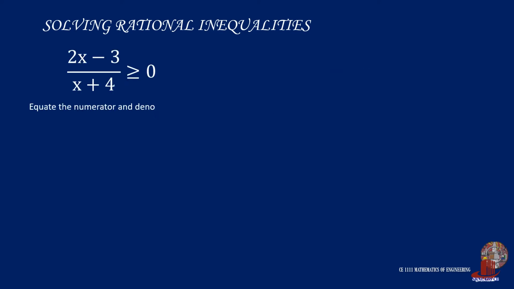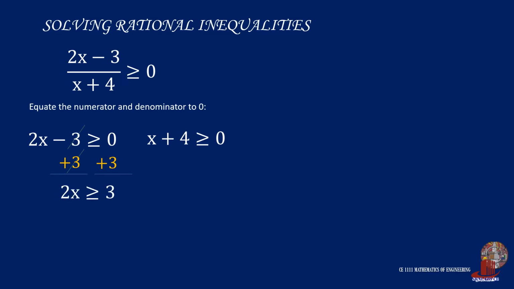We continue by equating both the numerator and denominator to the other end of the inequality. So we get 2x less 3 is greater than or equal to 0, and the other is x plus 4 is greater than or equal to 0. Focusing on the inequality from the numerator, we add 3 on both sides to have 2x is greater than or equal to 3. Then we can move on isolating x by dividing both sides again by 2. Then we get x is greater than or equal to 3 halves.